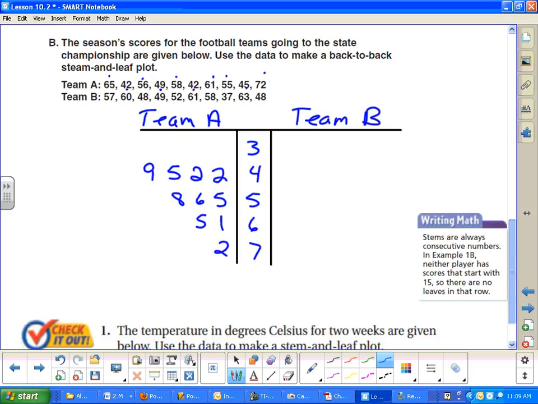All right, and then for Team B, they have a 37. In the 40s, 48, 49, 48. So 2 8s and a 9. In the 50s, they have 52, 57, 58. So 2, 7, and 8. And then they have a 60, 61, and 63.